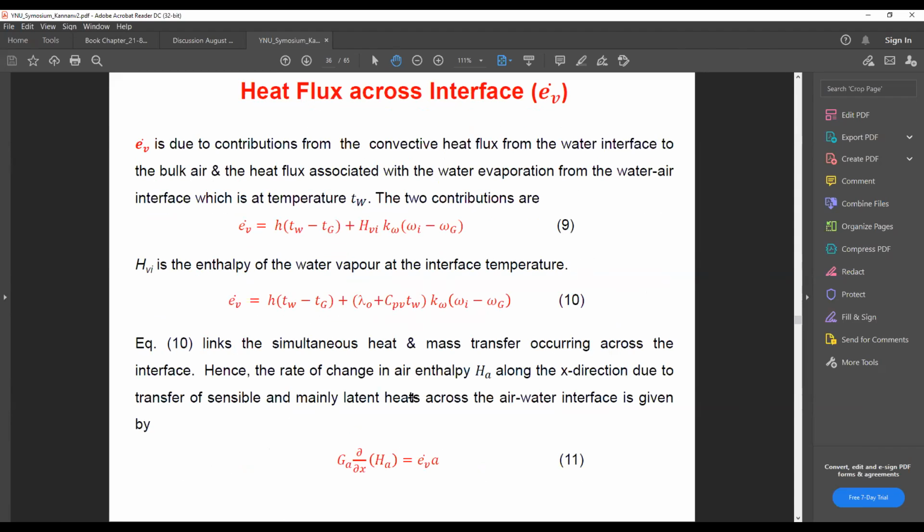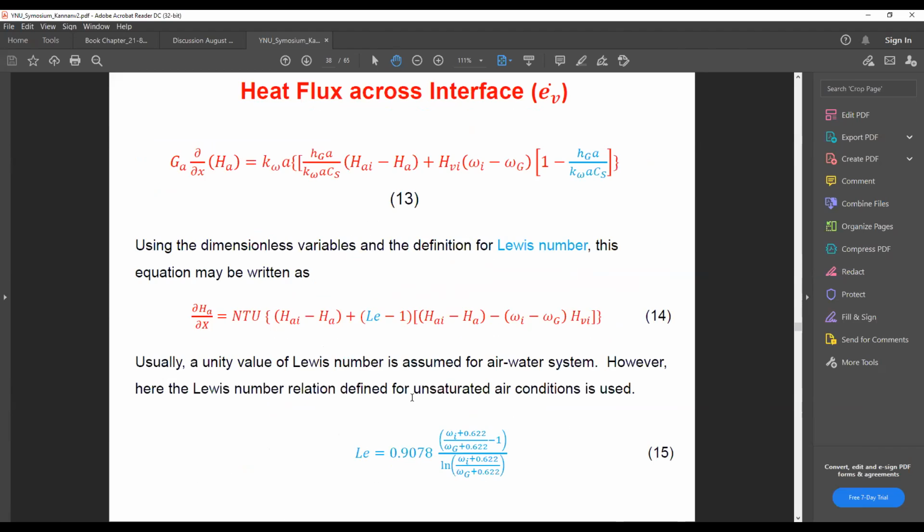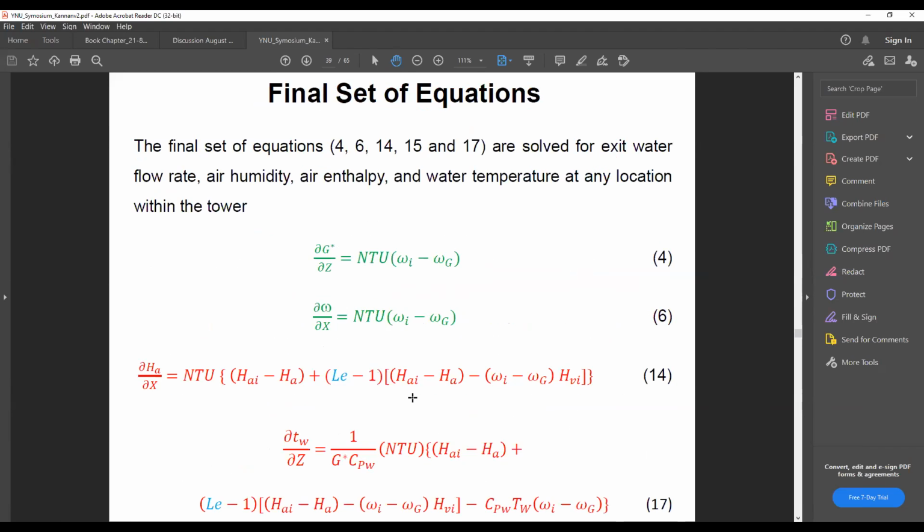So let me skip some of the details. That's not relevant at this point. So these are the material and energy balance equations, and this is the flow rate of air, this is the humidity of the air, and this is the enthalpy of the air, and this is the water temperature at any location within the tower. So we developed these mathematical equations. It's a two-dimensional problem. We assumed a pseudo steady state condition so that you don't find time coming into the picture.